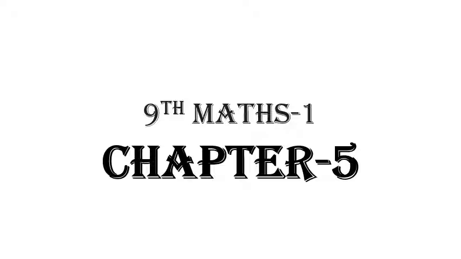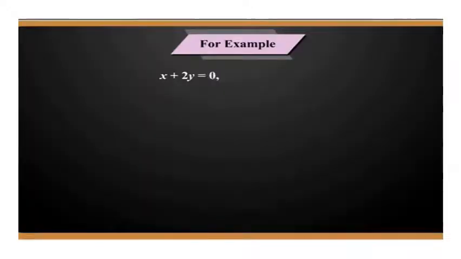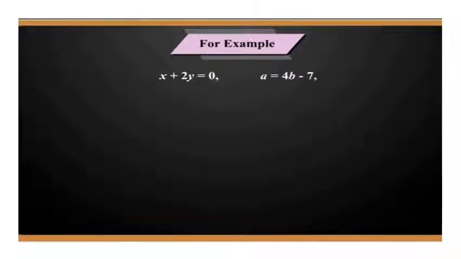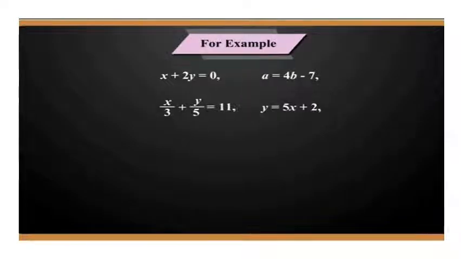Today we are going to begin with a new chapter in Maths 1, Chapter 5, Linear Equation in Two Variables. For example, x plus 2y is equal to 0. A is equal to 4b minus 7. X upon 3 plus y upon 5 is equal to 11. Y is equal to 5x plus 2.